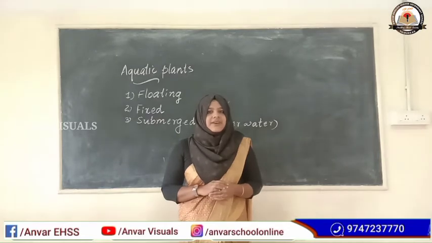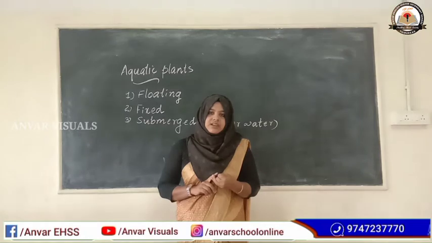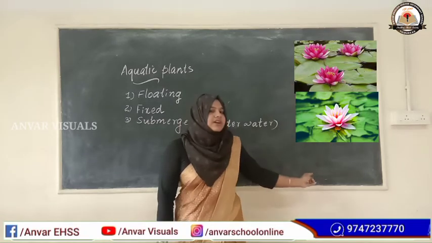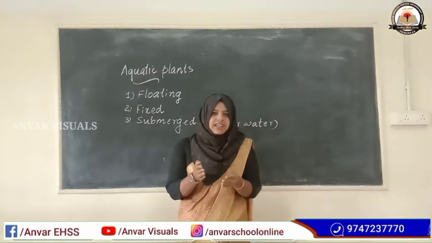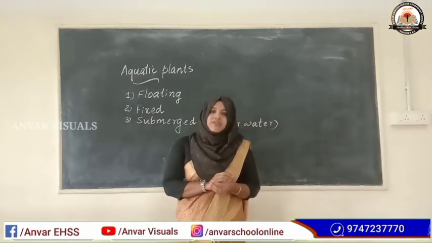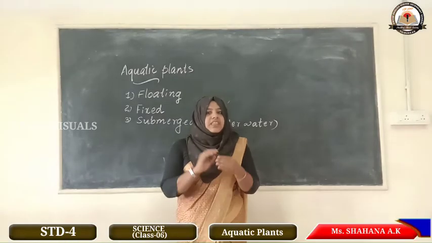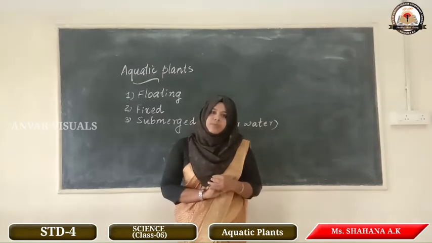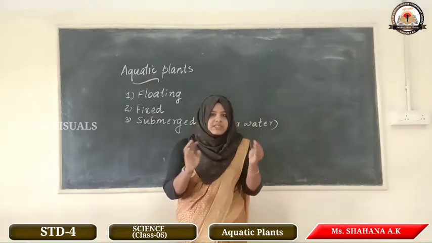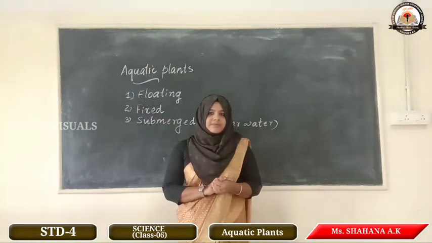The examples are water lily and lotus. These are the examples for fixed aquatic plants, water lily and lotus. These fixed aquatic plants have long hollow stems. Then the tip of this stem will be attached to the bottom of the pond. So that's why we can say that they are fixed aquatic plants.